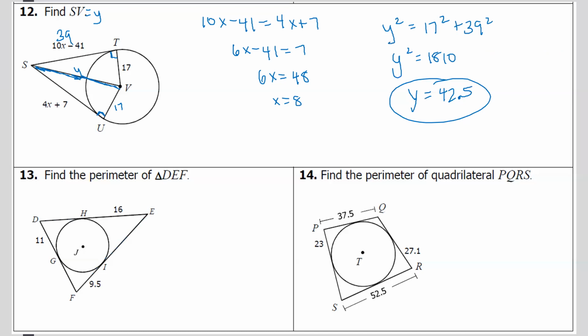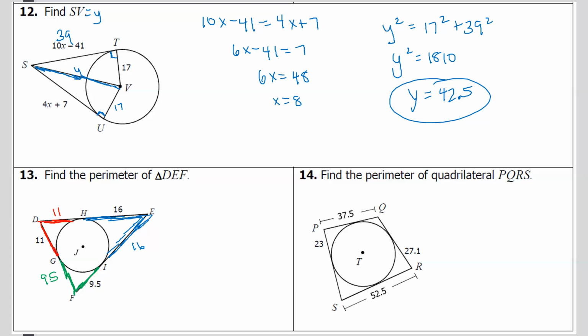We have tangents in our circle. So DG and DH will be congruent. And since I know DG is 11, I know DH has to be the same. And then we also have tangents HE and EI. Those are going to be congruent because they are tangents to the circle and they intersect. So since HE is 16, EI will be 16. Okay, and then we've got GF and FI. Those are tangents that intersect. So they will both have to be 9.5.